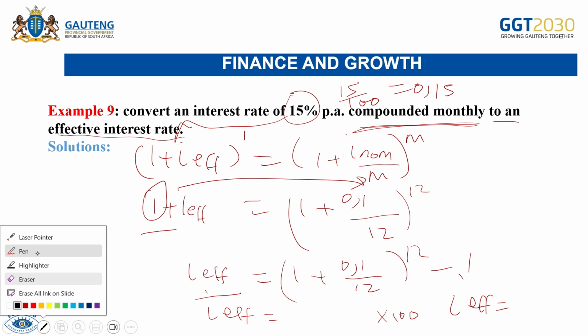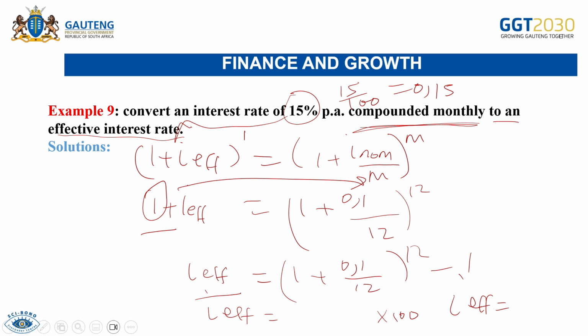Okay, so when you say 15% divided by 100, you get 0.15, ne? And then the I norm will be 0.15 as well. Then if I put everything in the calculator, it is going to be 1 plus 0.15 divided by 12. You close the brackets, then the exponent is 12, minus 1. So it's going to be 0.1608. Let's multiply it by 100. You will get 16.08%.